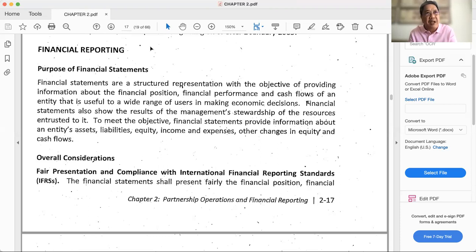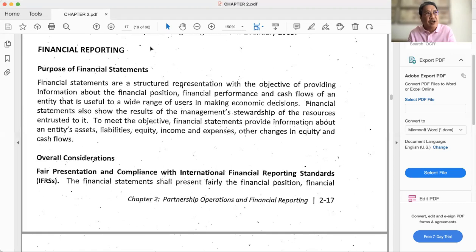Ginagamit yan ng management, upper management, to make a decision. Halimbawa, mayroong pinoproject na bibilhing lupa or magpapagawa ng building. May pera ba? Kaya ba ng financial position nyo? Kumita ba kayo nung nakaraang taon? Makikita yon sa financial performance or income statement. Gaano kalaki ang diferensya ng kita nung kabilang taon at ngayong taong ito?